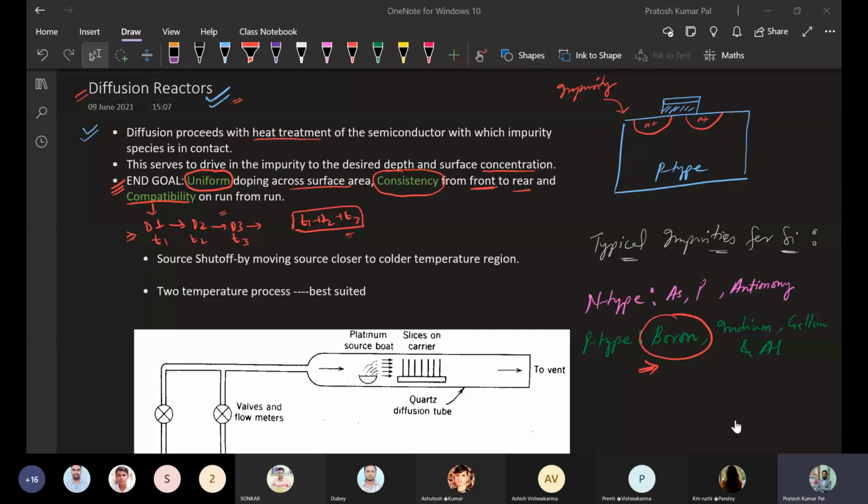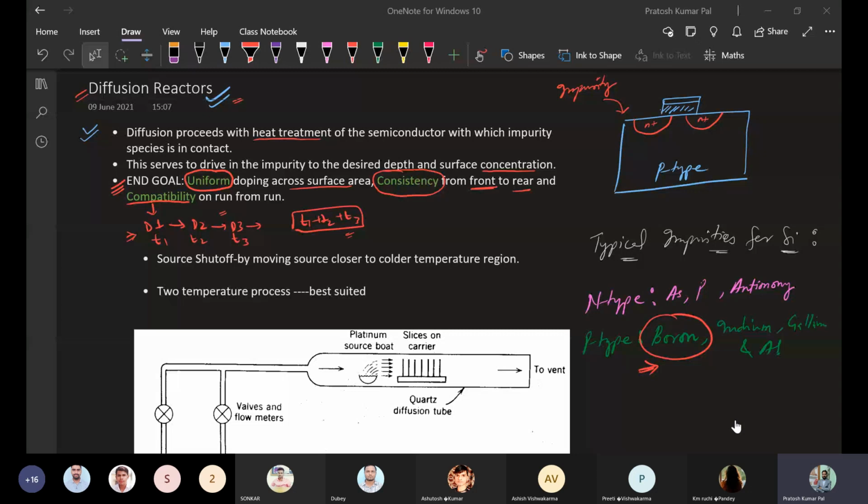So these are the goals that we are going to achieve by using this process uniformly. Now we will see the different types of reactors.